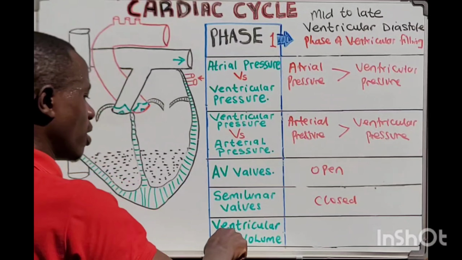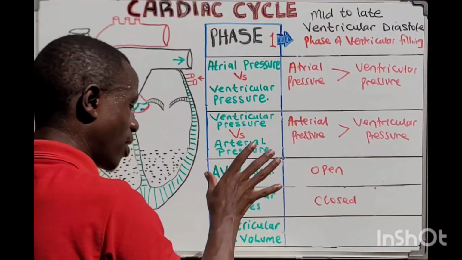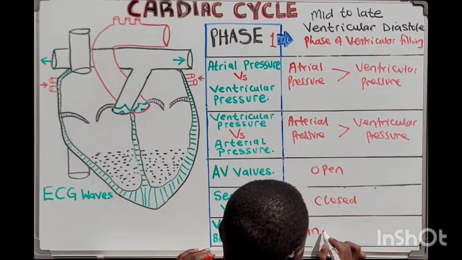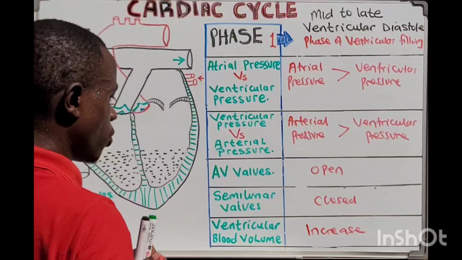Now, what's going to be happening to the ventricular blood volume? Because this is the phase of ventricular filling, it means there's going to be increasing blood volume. So you shall have an increase in ventricular blood volume.